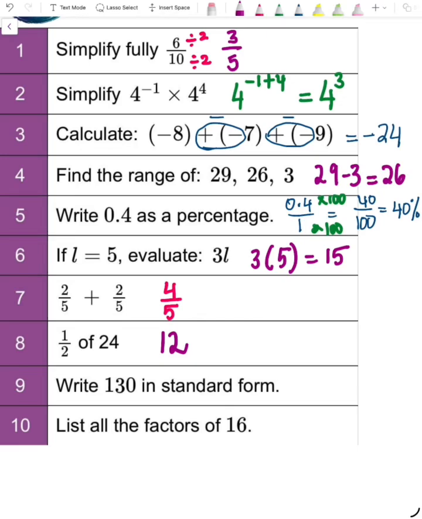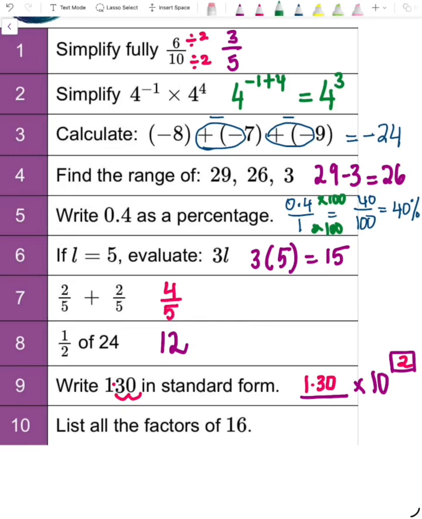Standard form. When we're writing anything in standard form, I have a number between 1 and 10. Remember, it can be 1 or greater, but less than 10. Times by 10 to the power of something. Now, in order to make this number between 1 and 10, I'm going to put my decimal here. So I've got 1.30. You can leave it as 1.3 or 1.30. Either one works. But in order to do that, I've actually divided by 2 tens. So that would mean that my power is 10 to the power of 2.